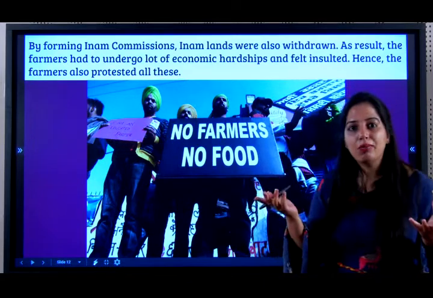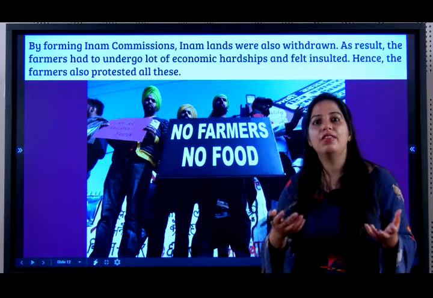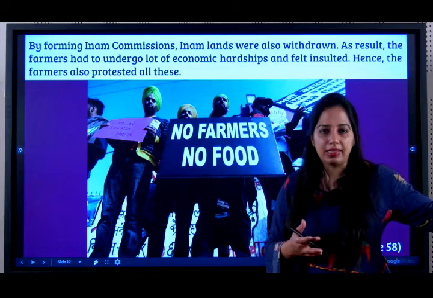Now there was no system of coins or currency through which they would give salary. They would give them lands.